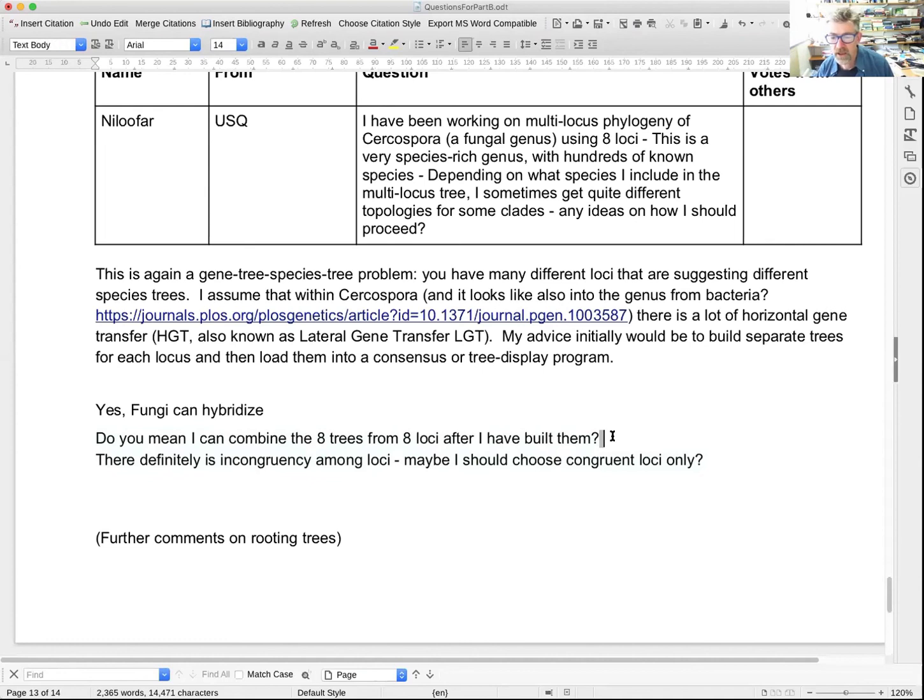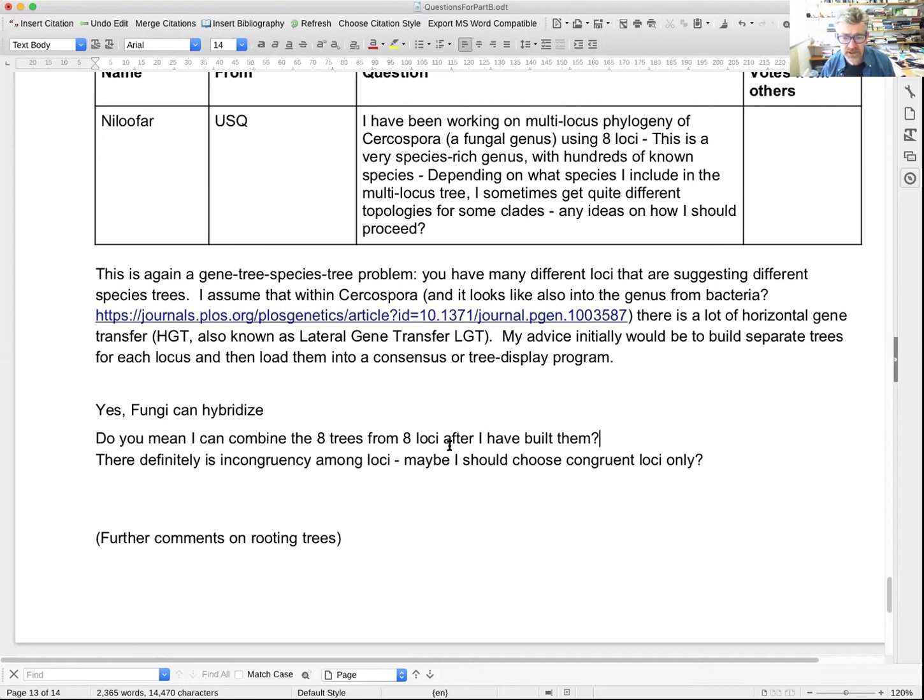But what I would do, in fact, is look at the trees that you get from the 8 loci. I'm not sure how many taxa you're talking about. So if you can put that into the document, that would be helpful. If it's just a few, it's actually quite easy to visualize to see the differences between them. If it's a lot, then it makes it harder.